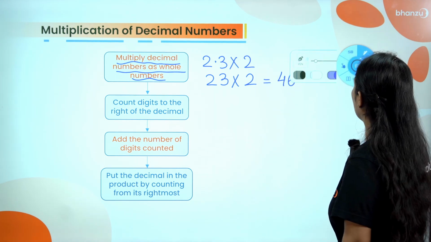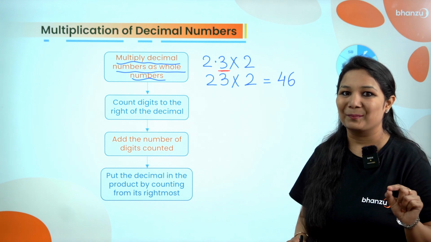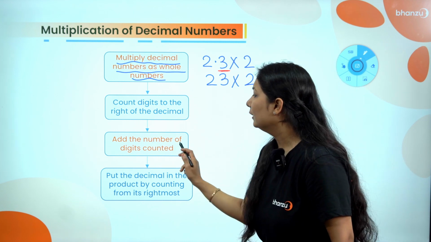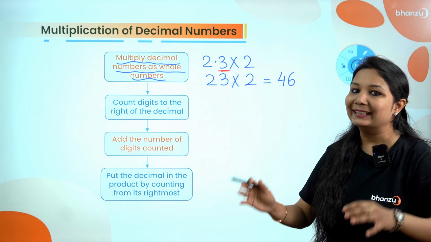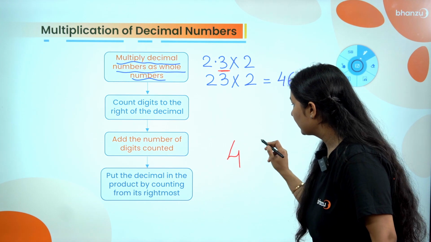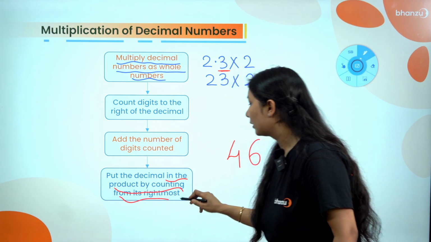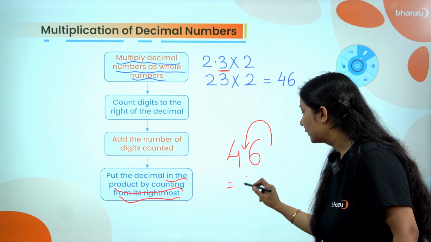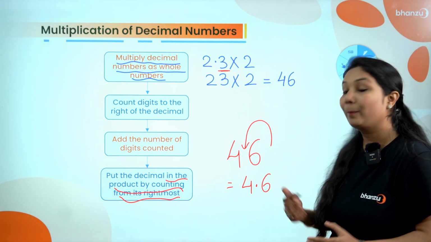Now they are saying that count the number of digits in the right part. So only one number has a decimal point, that is one digit is there. So we have counted. Now add the number of digits counted. There is no other decimal, it's just one digit in the decimal part. Now put the decimal in the product. So this was our product 46. Now put the decimal in the product by counting from its rightmost. So if we shift from its rightmost, we get the answer as 4.6. So 2.3 into 2 is 4.6.